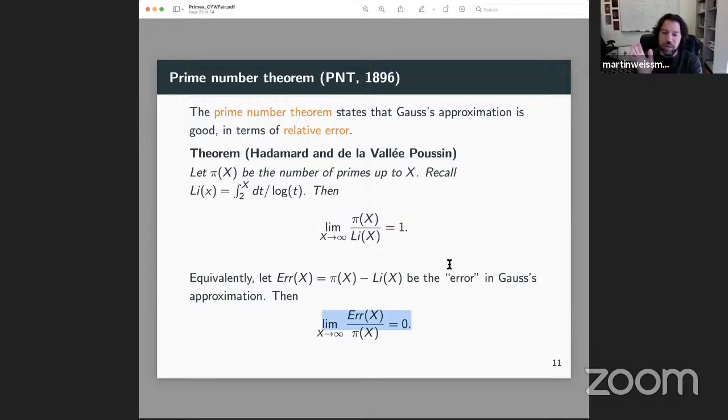Like if you go up to 1,000,000, your relative error will be very, very small, 0.001% or something like that. Okay, so this is what they proved. They proved that Gauss was onto something, that he was right in this method of approximation.